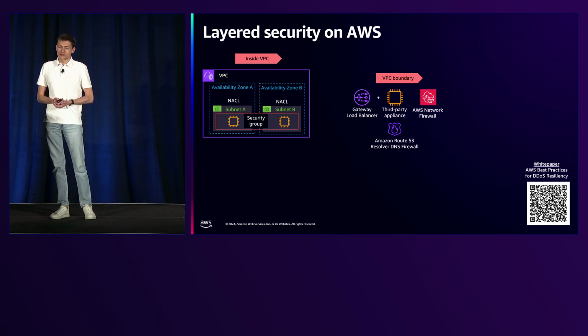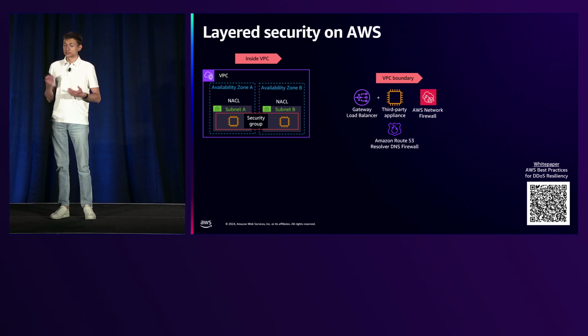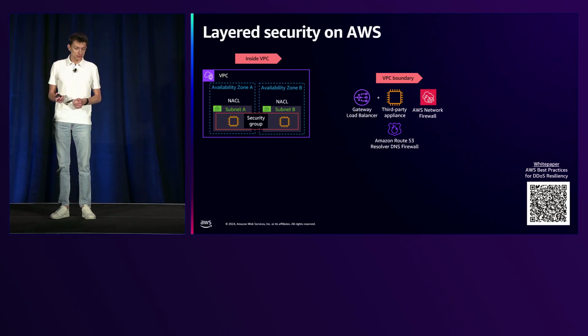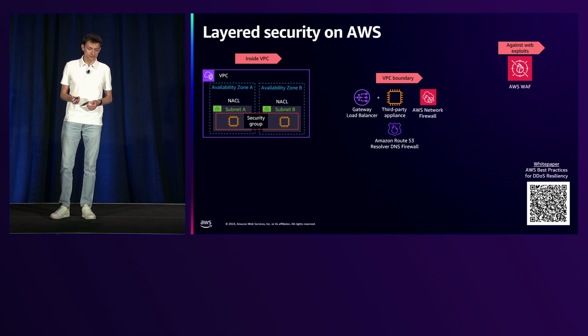On the VPC boundary, we can add an additional firewall. It can be an AWS managed firewall, for example, AWS Network Firewall. Or you can also bring your own third-party firewall. And you can do this using a Gateway Load Balancer in front of that firewall and a Gateway Load Balancer endpoint. And we already covered Route 53 DNS Firewall, which allows you to block or allow specific DNS queries.